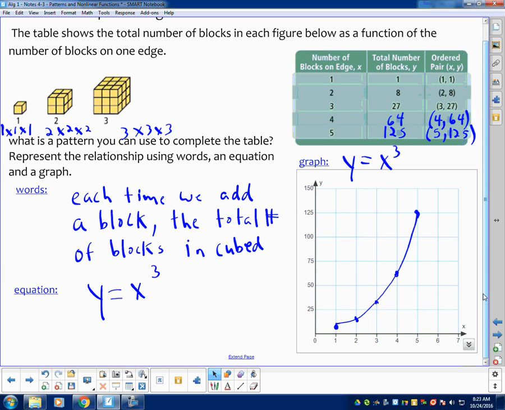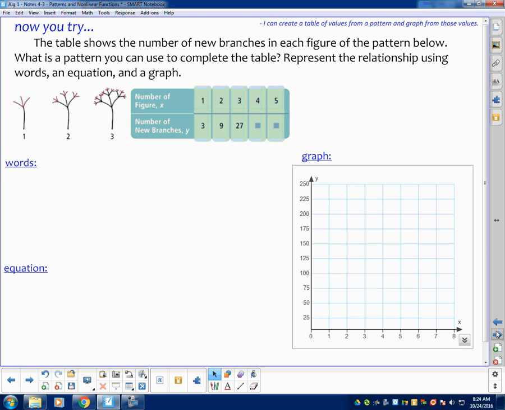All right, let's get one more example here of a nonlinear function. It says the table shows the number of new branches in each figure of the pattern below. What is a pattern you can use to complete the table? Represent the relationship using words, an equation, and a graph. So let's see if we can figure this out. Looks like with the number of the figure, figure 1 has 3 branches.